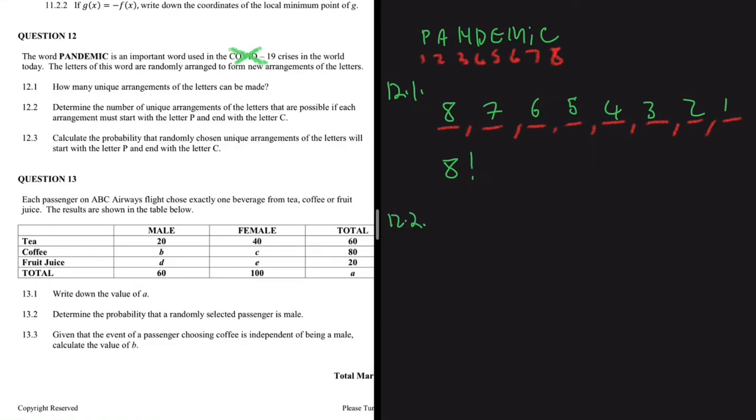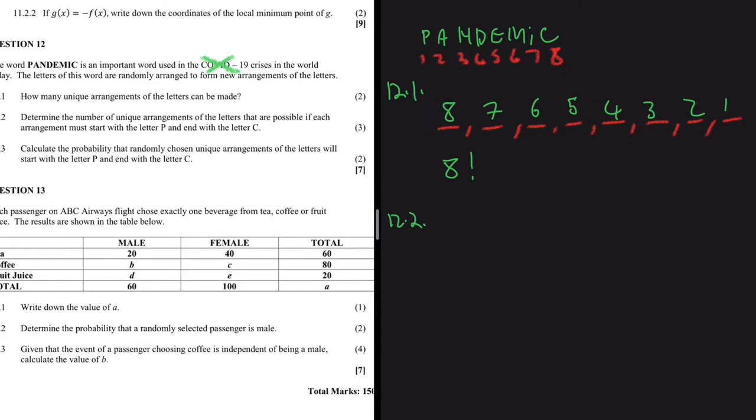12.2 says determine the number of unique arrangements of the letters that are possible if each arrangement must start with the letter P and end with the letter C. So fine, let's have 1, 2, 3, 4, 5, 6, 7, 8. On the first letter, let's start with P. It's a must. And on the last letter, let's have C. It's a must. How many ways can you arrange the letters in this word if the first letter is P and the last letter is C?